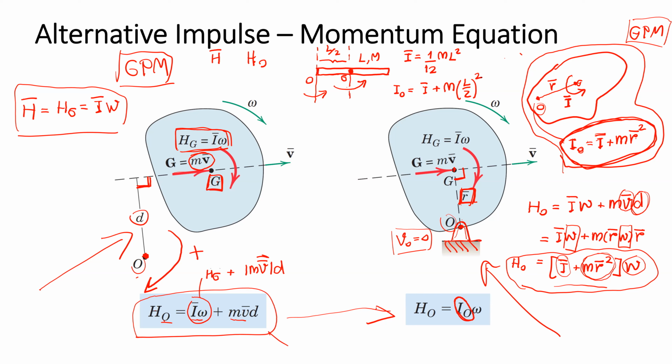So what should be the new moment of inertia about point O? We're gonna have 1/12 plus 1/4 of m L squared. 1/12 plus 1/4, what do we have?